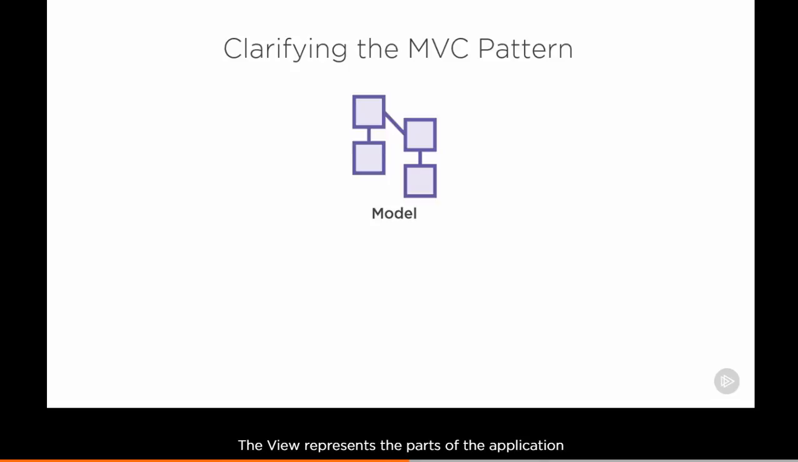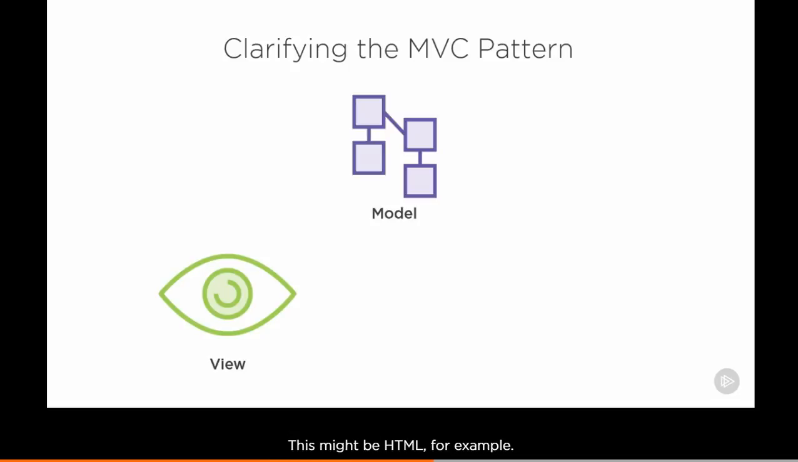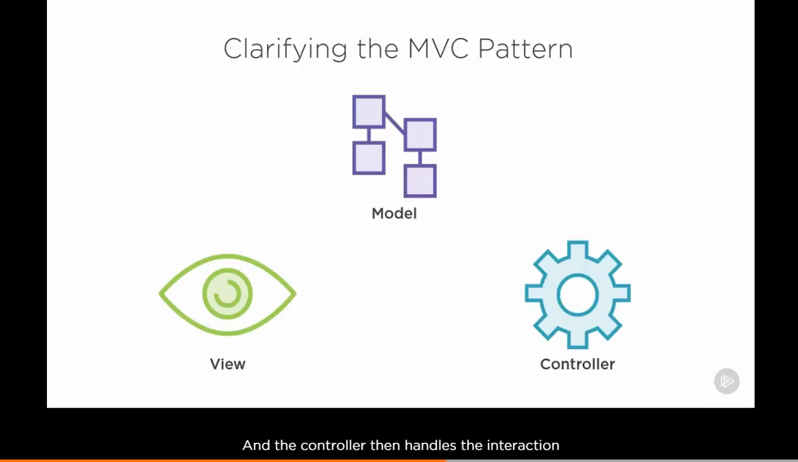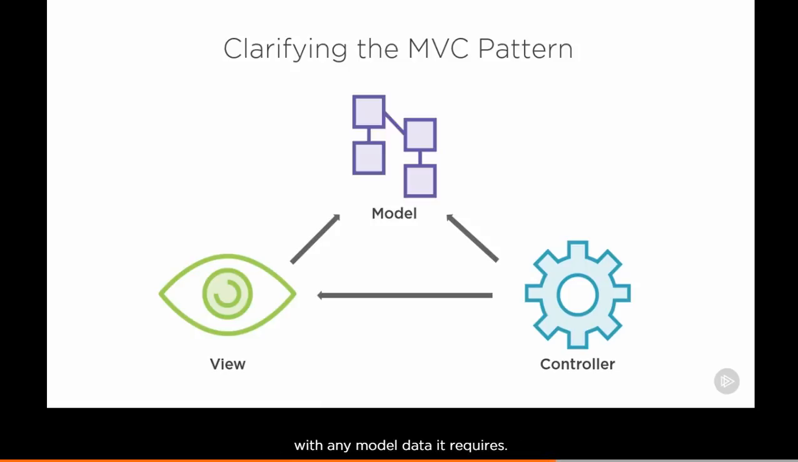The view represents the parts of the application that handle the display of data. This might be HTML, for example. And the controller then handles the interaction between the view and the model, including handling user input. If we look at the dependencies between these components, we see that both controller and view depend on the model, and the controller also depends on the view. That's one of the key benefits of this separation. In other words, the controller chooses the view to display to the user and provides it with any model data it requires. But with all this talk about user interfaces, how does this map to building an API?